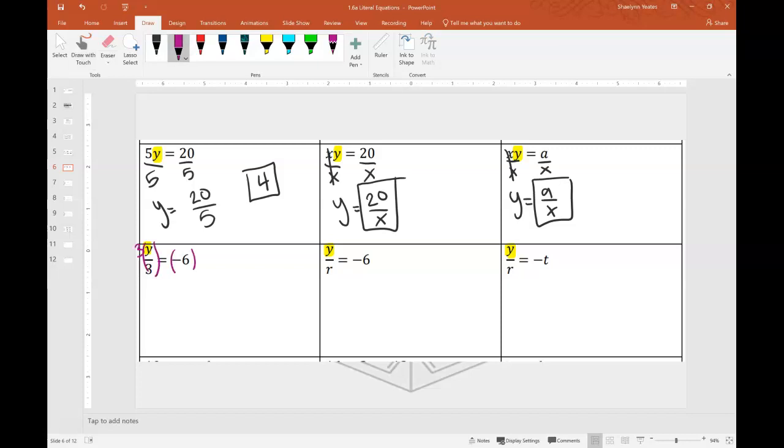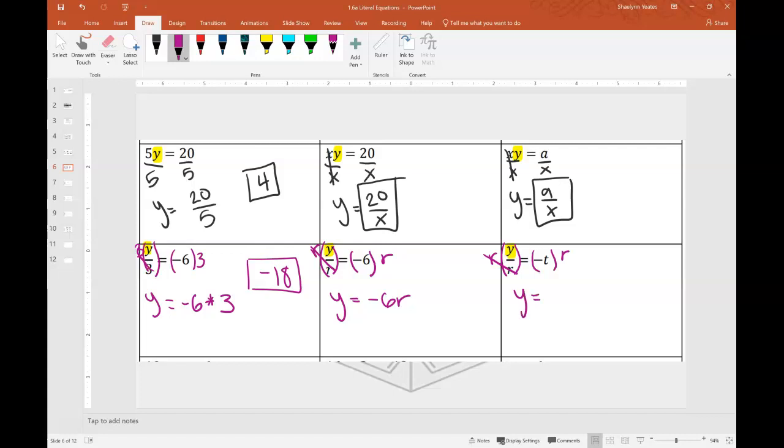On the next one, we're dividing by 3 when we start, so we're going to multiply both sides by 3. So we end up with y equals negative 6 times 3. If you really wanted, you could leave this as negative 18. On the next one, we have an r on the bottom, but that's okay. It doesn't screw anything up. We can just multiply both sides by r, leaving us with y equals negative 6r. And again, we're going to do this one more time. We're going to multiply both sides by r, and we have y equals negative tr.